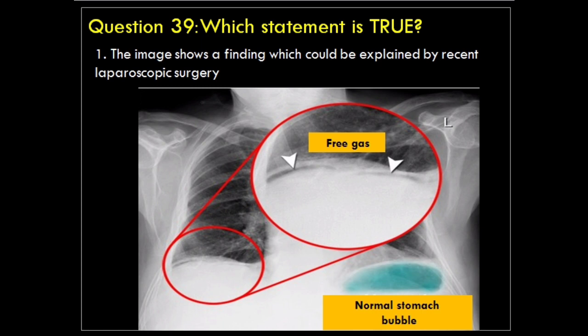There is a thin crescent-shaped low-density line under the right hemidiaphragm indicating free gas in the abdomen. This appearance can be due to perforation of an abdominal viscus or may be due to residual intra-abdominal gas following laparoscopic surgery. The normal stomach bubble is seen on the left.